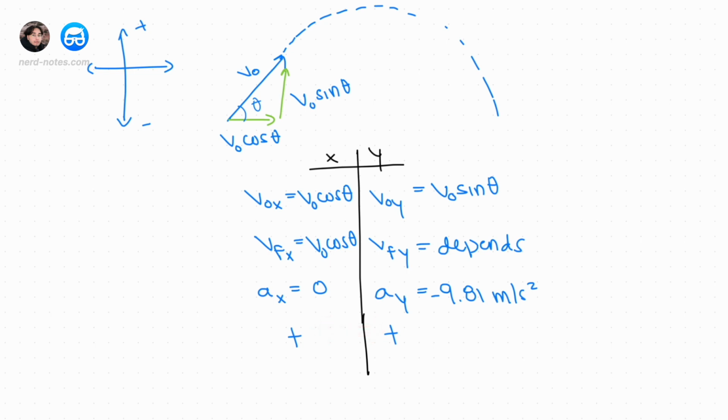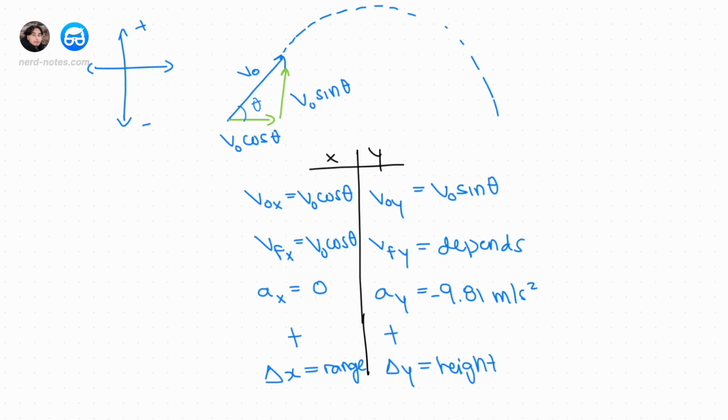Okay, and the last variable is displacement. This one is relatively easy to understand. Displacement in the x direction is what we call our range. It's how far we traveled. So I'm going to write that down here. It's called range. And displacement in the y direction is, in other words, our height, right? It's how far we travel.